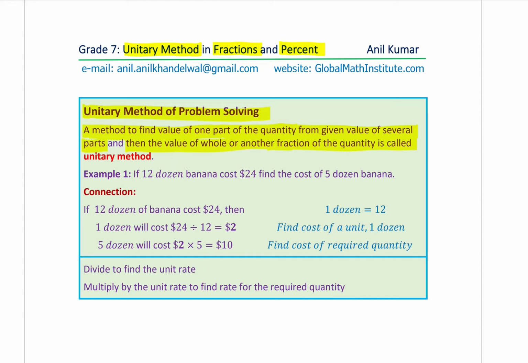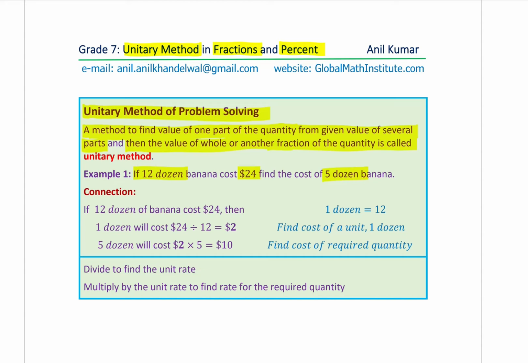Example 1. If 12 dozen banana cost $24, find the cost of 5 dozen banana. Straightforward question. You know the cost of 12 dozen bananas? You need to find the cost of 5 dozen bananas, all right? You can estimate it is slightly less than half of this value, correct? How do we find the answer?